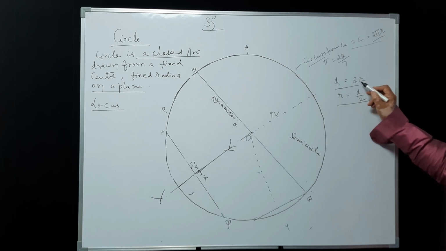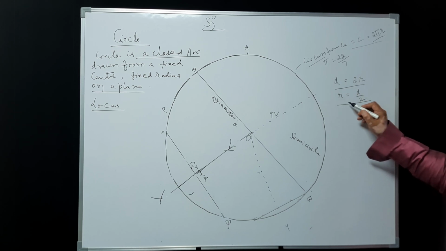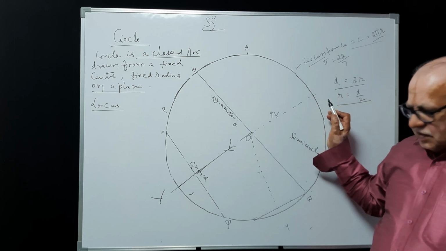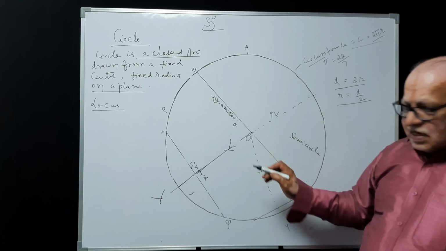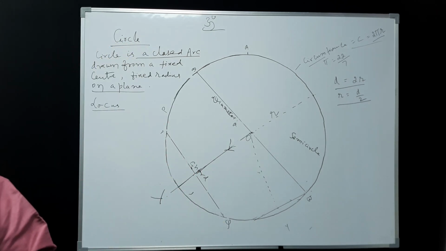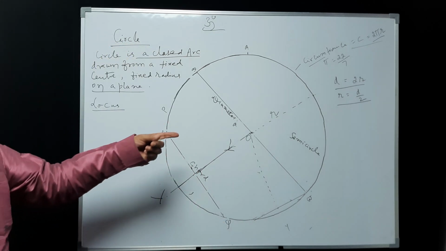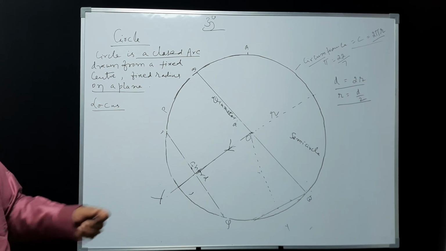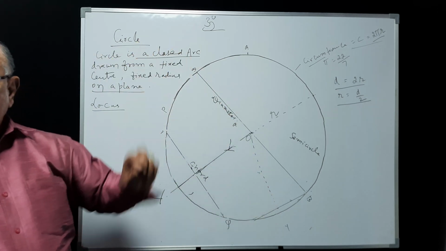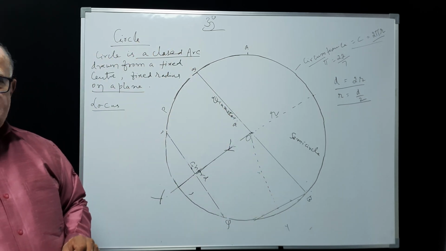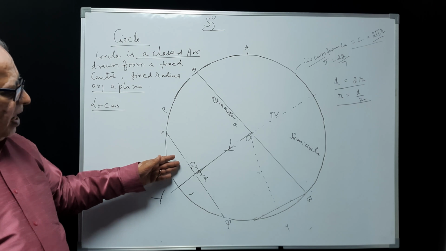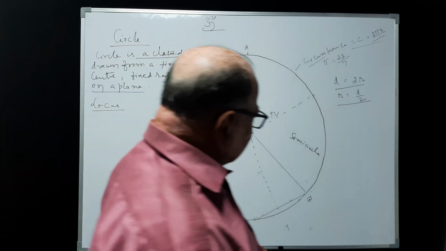Diameter can be calculated by the formula D equals 2r. Radius can be calculated by the formula R equals half D or D by 2. The center of a circle: suppose we know the length of a chord of a circle, but its center is not known. Then you can easily locate the center by drawing any two chords and drawing their perpendicular bisectors. The easiest way is to draw two chords and draw their perpendicular bisectors.